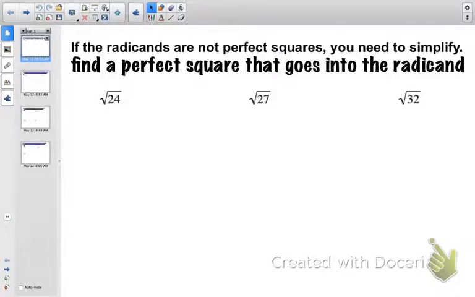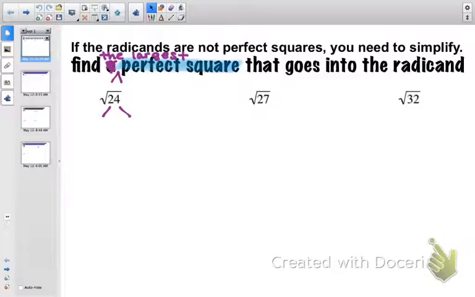All right, we are going to figure out how to simplify square roots. So we're looking at the radicands, and that's what's underneath the square root sign. If they're not perfect squares, we need to simplify them. So that means the first thing we are going to do is find a perfect square that goes into the radicand. And I'm going to edit that because it's not just any perfect square. It has to be the largest perfect square that goes into the radicand.